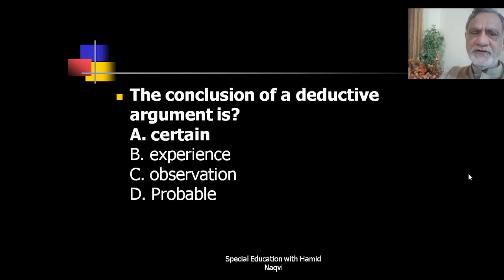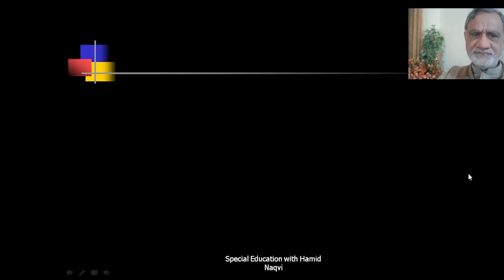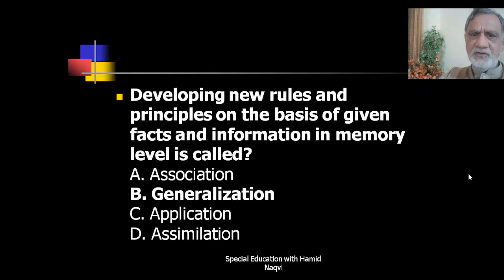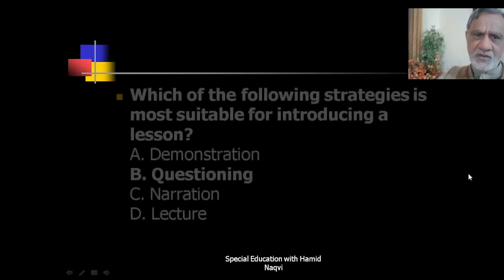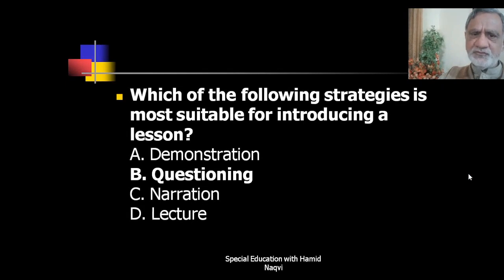The conclusion of a deductive argument is certain, experience, observation, or probable. Answer is it is certain. Developing new rules and principles on the basis of given facts and information in memory level is called association, generalization, application, or assimilation. The correct answer is generalization. Which of the following strategies is most suitable for introducing a lesson? Demonstration, questioning, narration, or lecture? Correct is questioning.